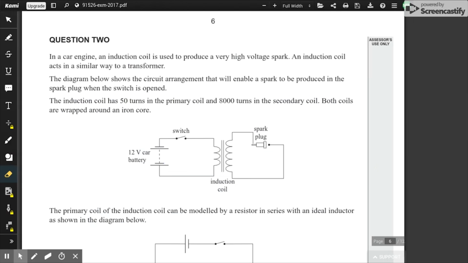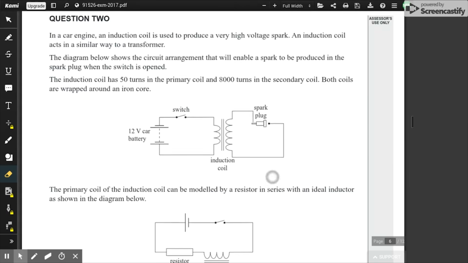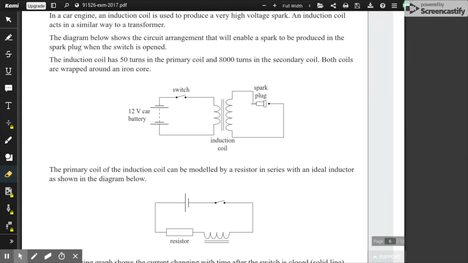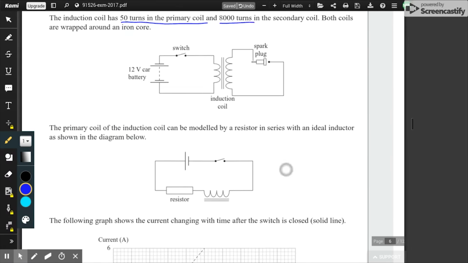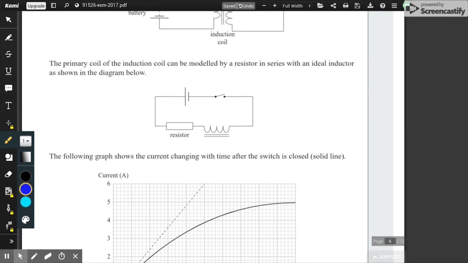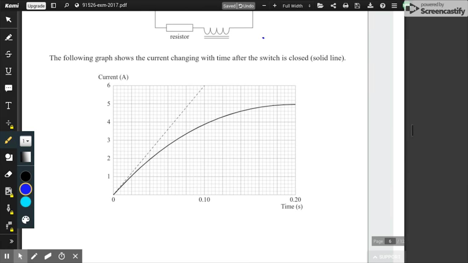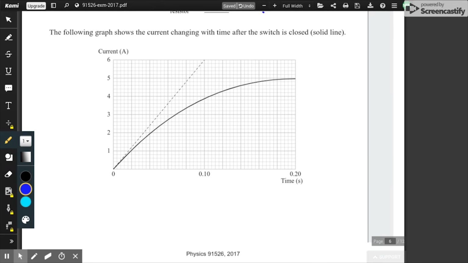All right, let's move on to question 2. So we have a car engine, an induction coil that's designed to produce a very high voltage spark. We have a nice little circuit diagram here, and we're given some values. The induction coil has 50 turns in the primary coil and 8,000 turns in the secondary. Cool, so we have our ratio. And it's all simplified in this circuit here, which is a lot nicer to look at. We have a graph of the current and time, which is cool, and we have a solid line there.